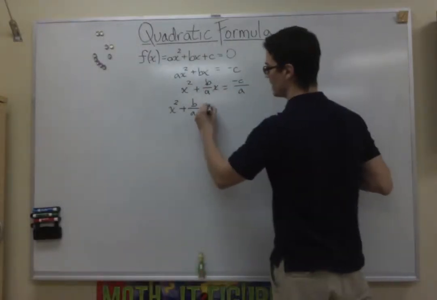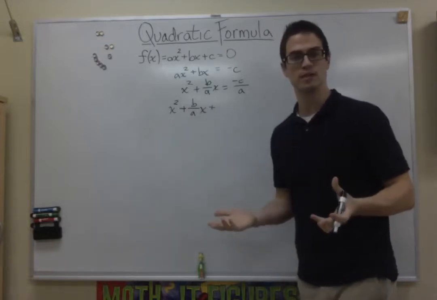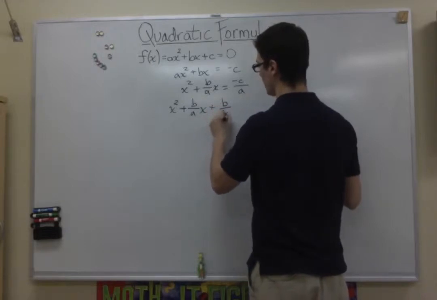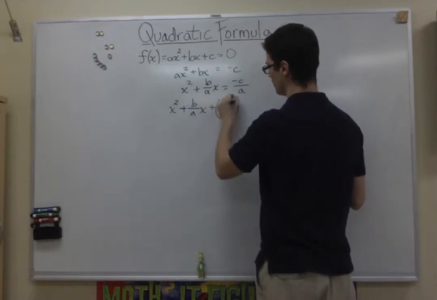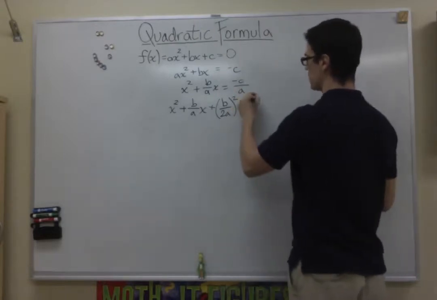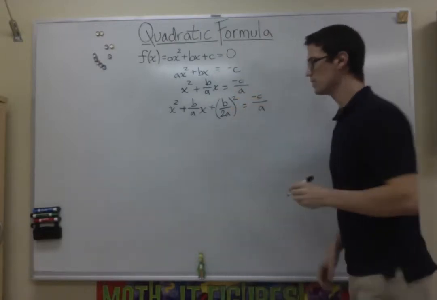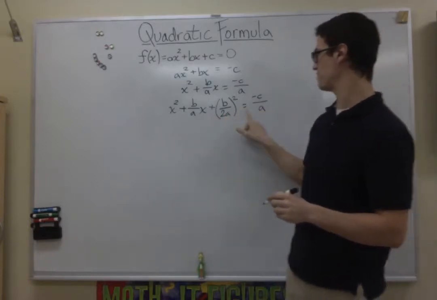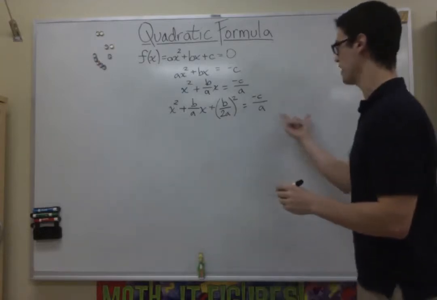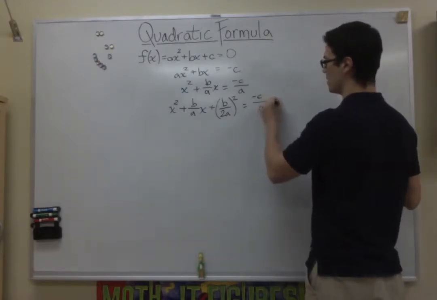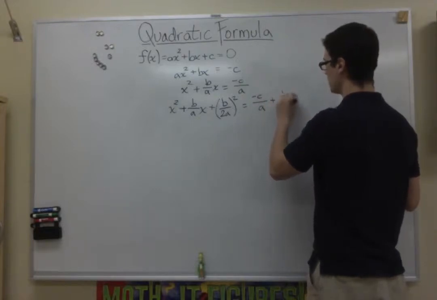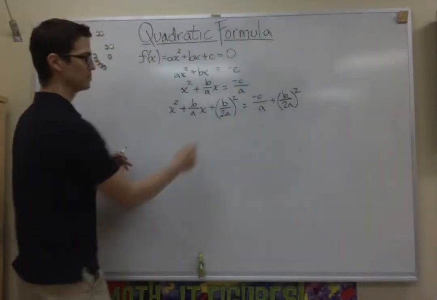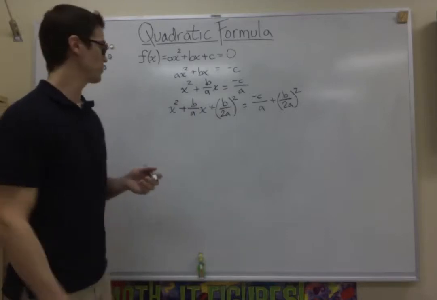So b over a divided by 2 is b over 2a, and then I'm going to square it. So I'm going to end up with b over 2a, squared, equals, and then I'm going to drop down this negative c over a right here. But now since I just added something to one side, and both sides have to be equal, what I do to one side, I equally have to do to the other. So I'm also going to add on this side plus b over 2a squared. Equal rights in math. So I added b over 2a squared to both sides.